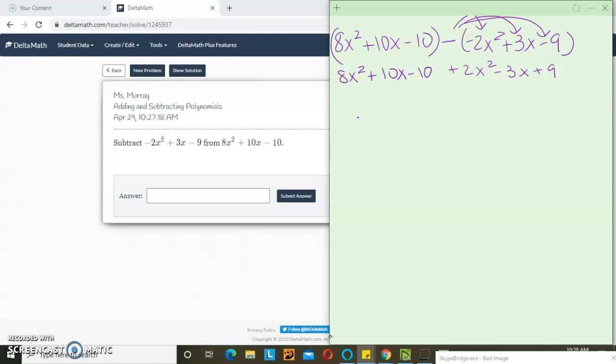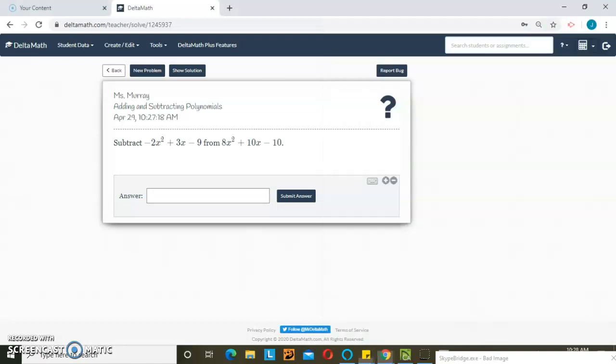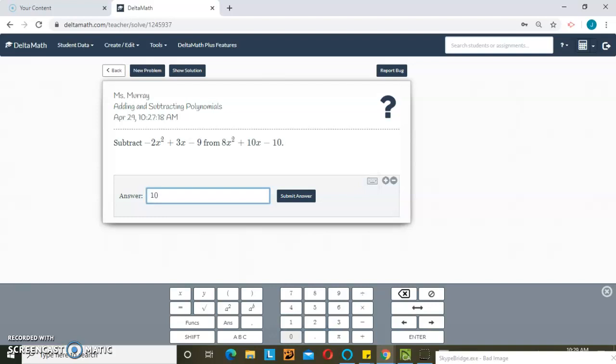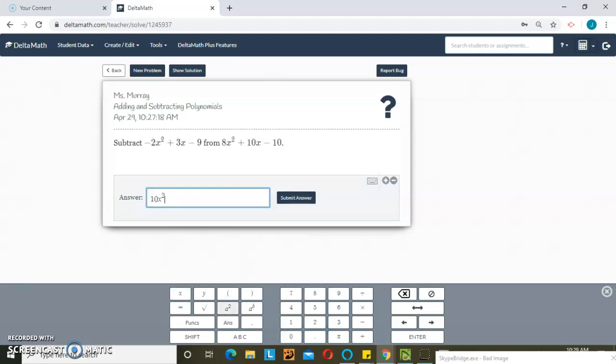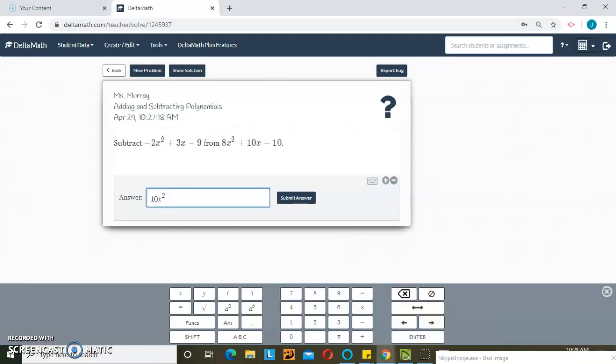Once I've distributed, I can combine like terms. 8x squared plus 2x squared is 10x squared. 10x and negative 3x is 7x. Negative 10 and a positive 9 is negative 1. Okay, so my final answer is 10x squared plus 7x minus 1.